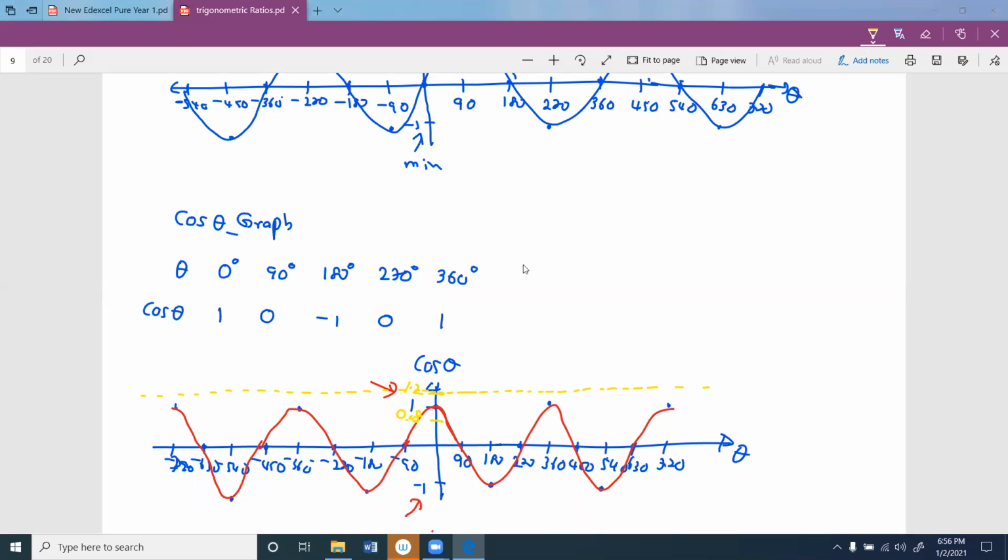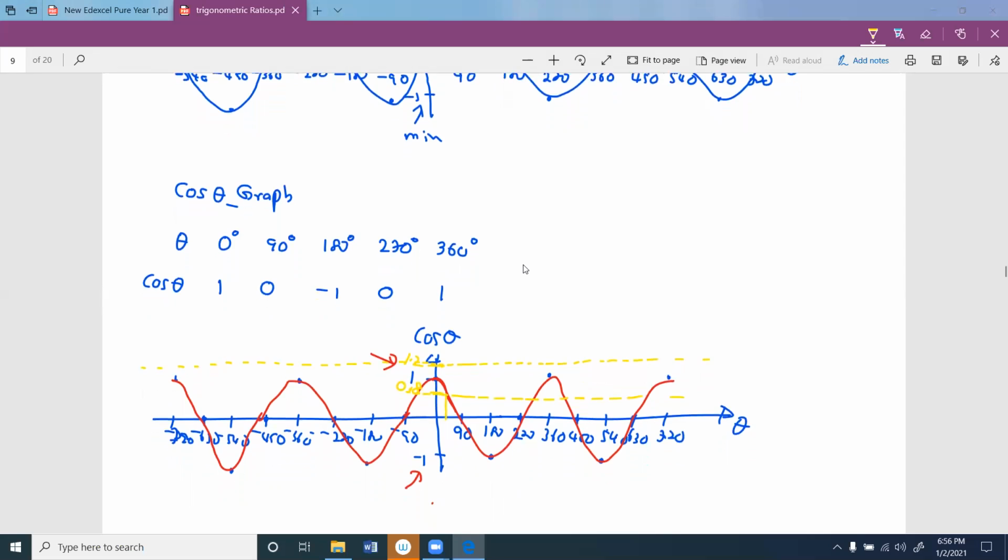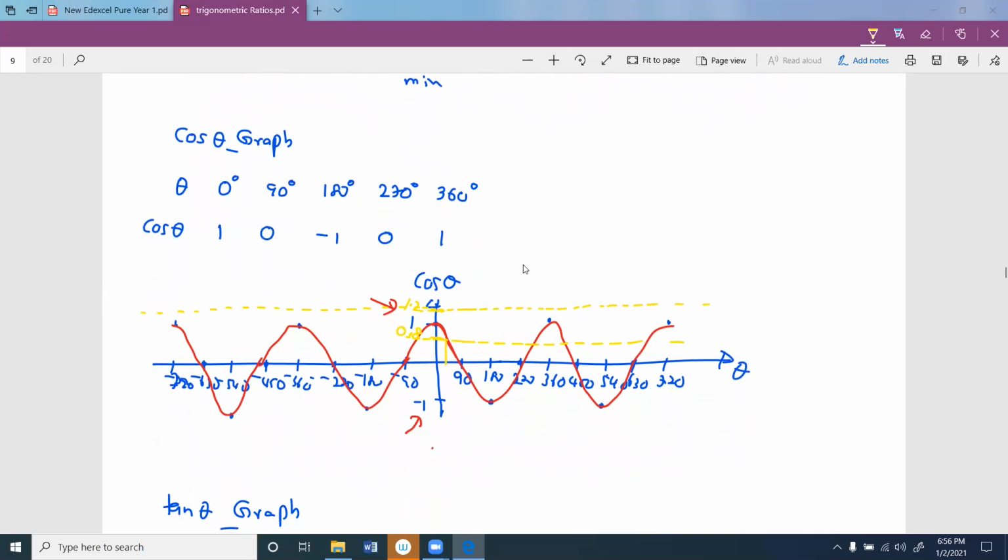Cos inverse 0.8. Yeah, it's giving me 36.86. It's a value over here, right? Okay, like that. So therefore, like just put cos inverse -2.